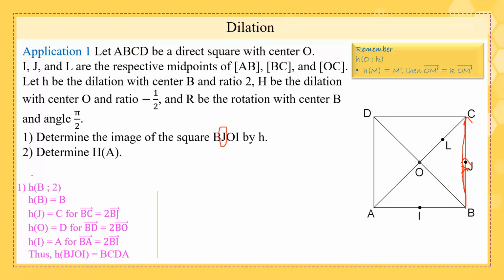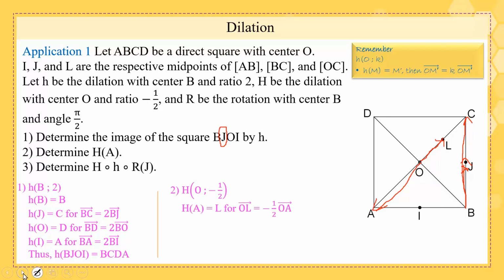The second part, determine H of A. Here, capital H is the notation of the second dilation of center O and ratio -1/2. To find H of A, you must first search for a point A prime such that vector OA prime equals -1/2 times vector OA. This is the vector OA. You must find a vector which is of opposite sense of OA and of the same direction as OA, and the magnitude of this vector OA prime equals half of the magnitude of OA. This vector will be OL. So L will be the image of A by the second dilation H. Try to think before showing the solution.